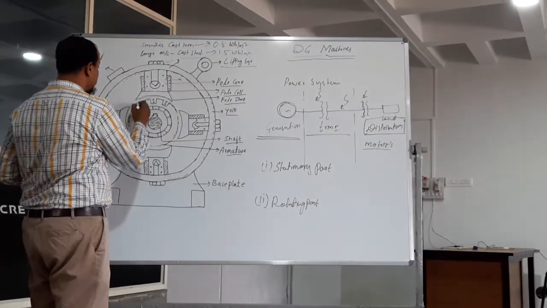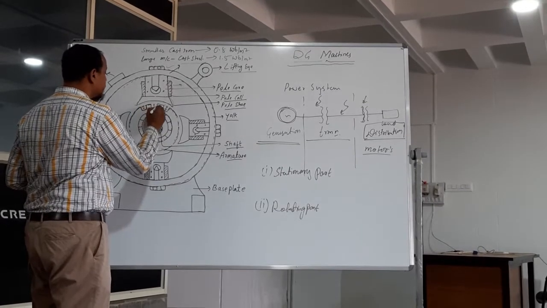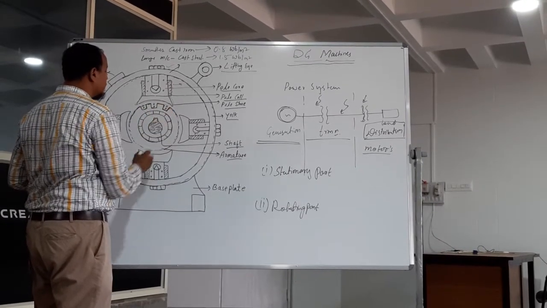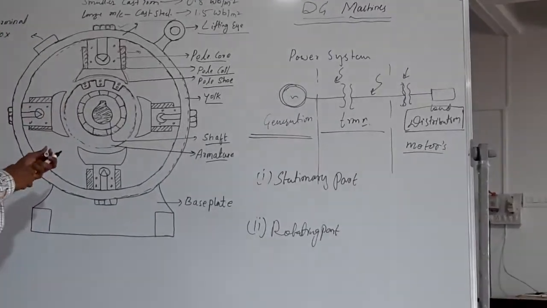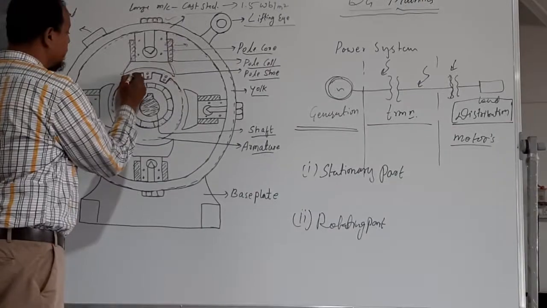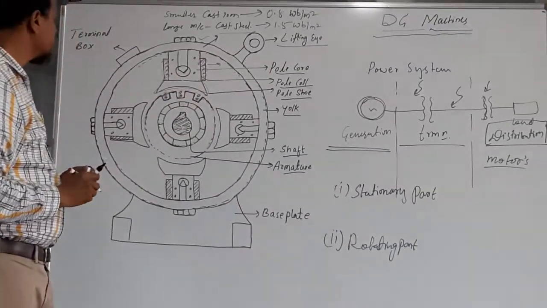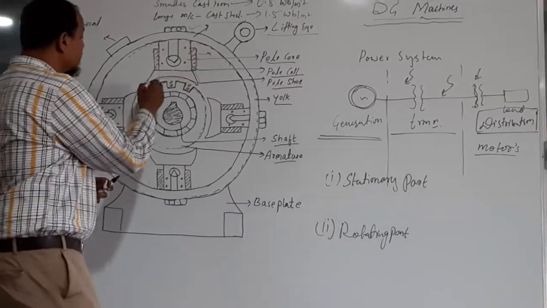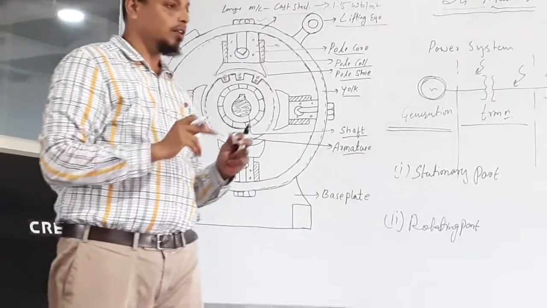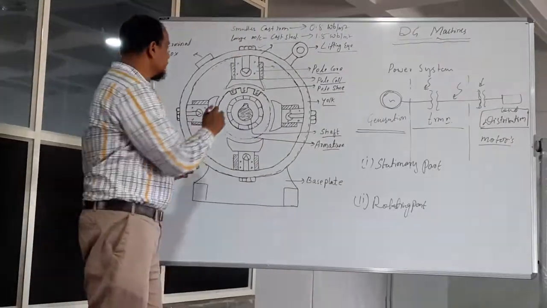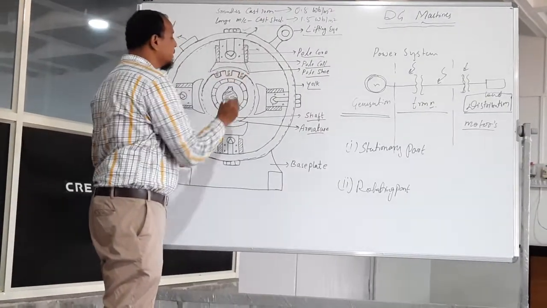This armature outer periphery is cut with a number of slots. These are the slots, and conductors are placed in these slots. These are the conductors, the number of conductors which are placed inside these slots. These conductors are laminated from each other, as well as the periphery of this entire cutting slots is laminated.